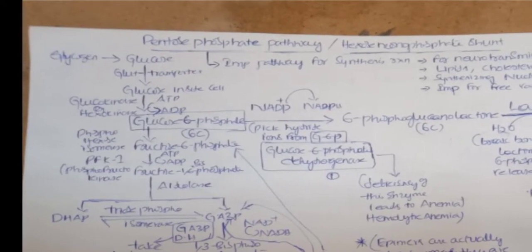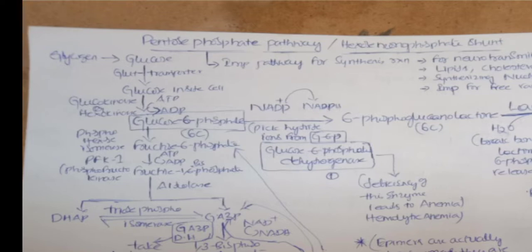Hello students. Today I am going to discuss one more important metabolic pathway in carbohydrate metabolism. That is the pentose phosphate pathway or hexose monophosphate shunt. In your syllabus it was given as hexose monophosphate shunt.